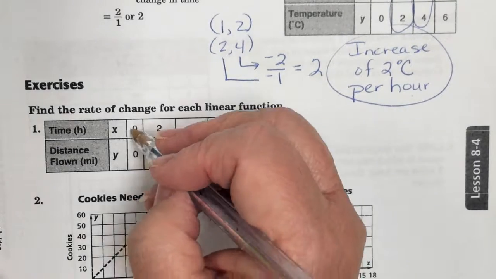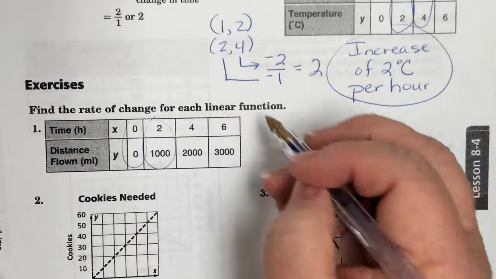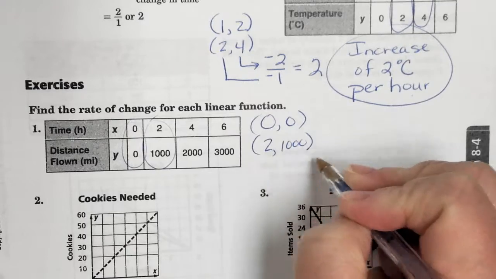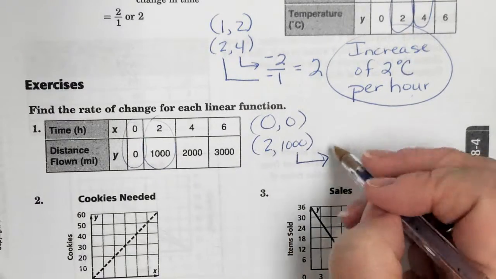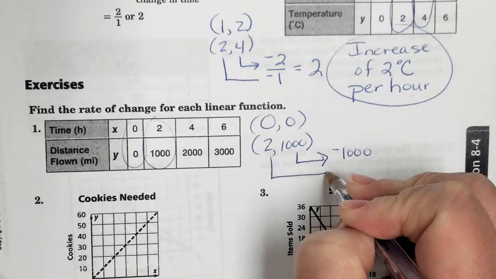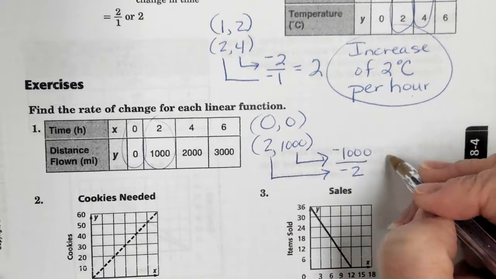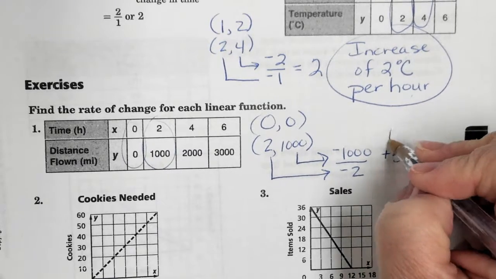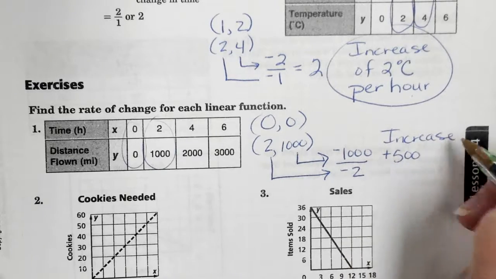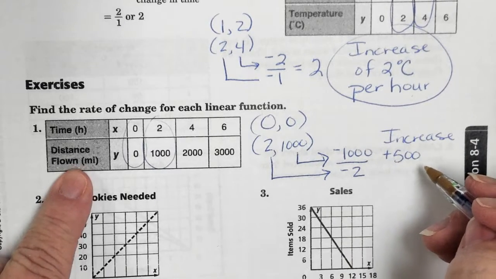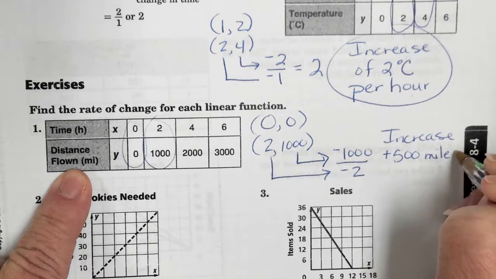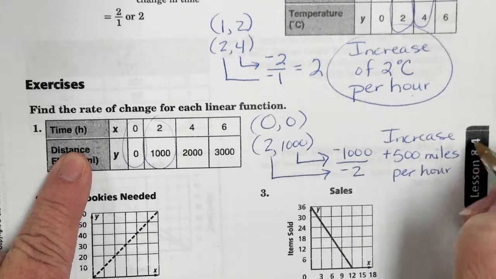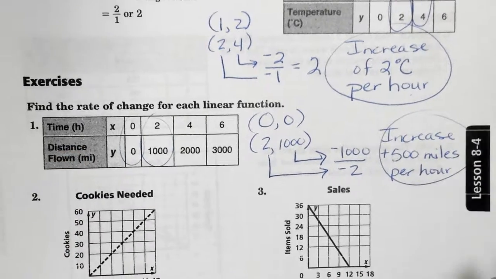Any 2 points, we can use 0, 0, and 2, 1,000. Remember, y minus y is negative 1,000. 0 minus 2 is negative 2. And our answer is going to simplify to positive 500. So that's an increase of 500 miles per hour. All right.